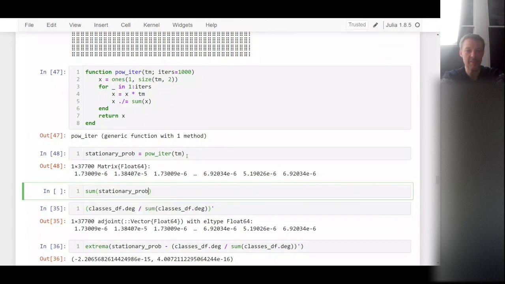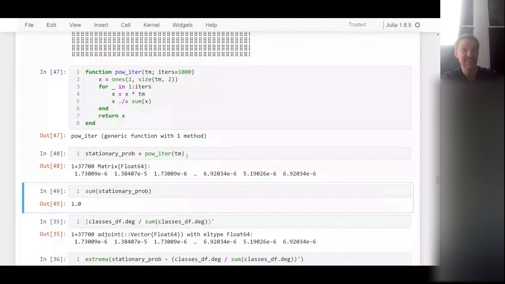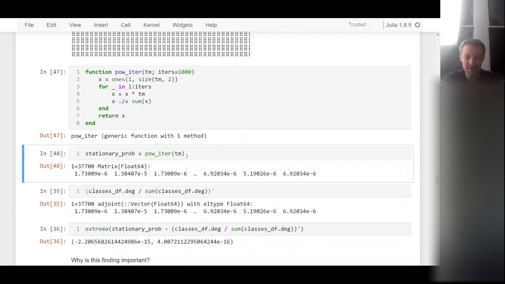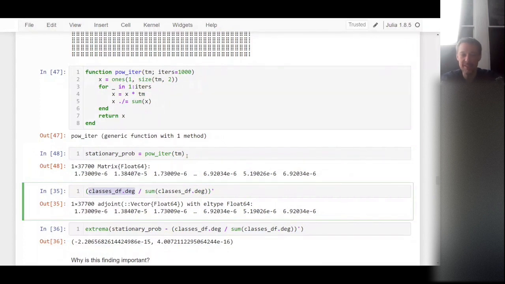What will be the sum of stationary probabilities? You guessed right, or knew, not guessed. So the sum of stationary probabilities is 1, but those probabilities are quite small. But what I can do, I can take my degrees and divide them by their sum. So then I also get the row vector that sums to 1.